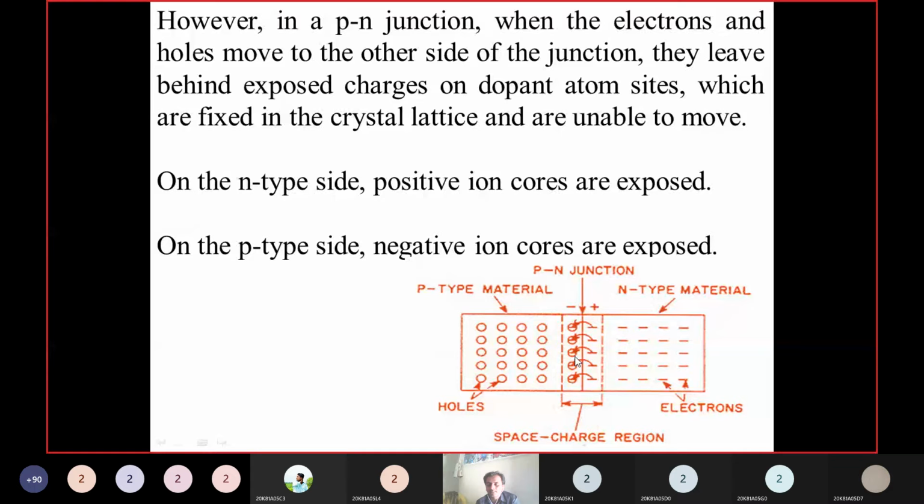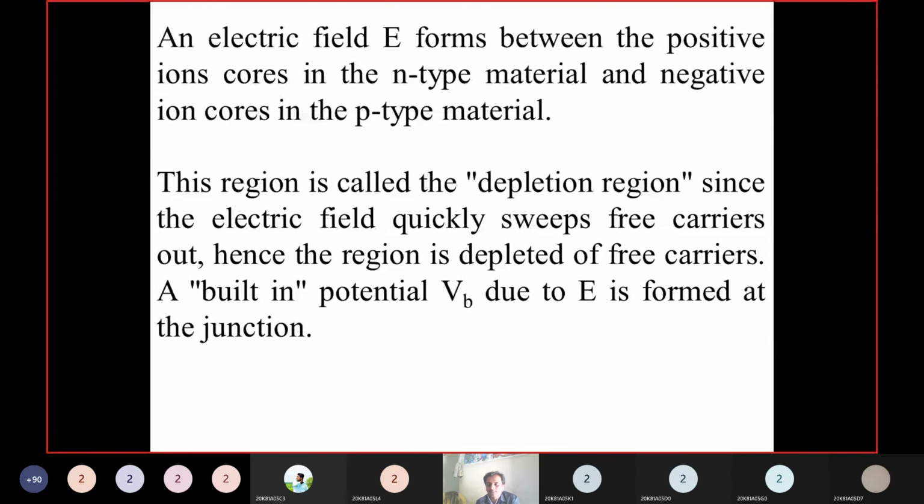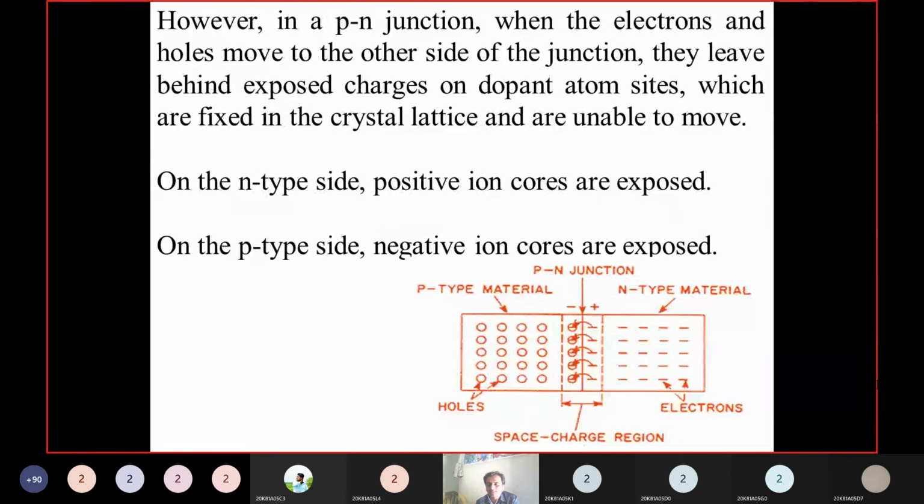This depletion region we will also call the space charge region, and due to that electric field, what happens? Some potential will develop, a potential difference will be developed. That potential difference is VB. So that potential is VB, formed due to the electric field.